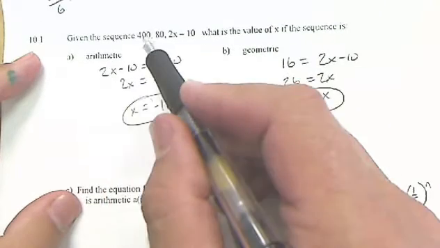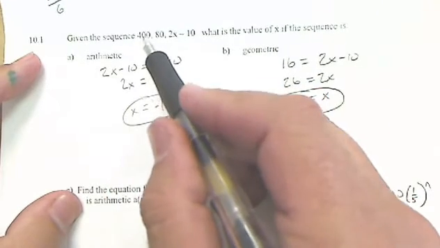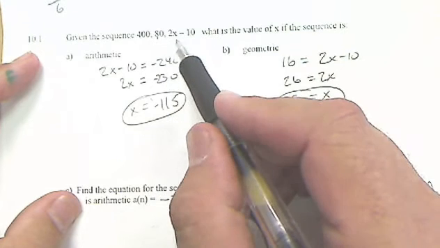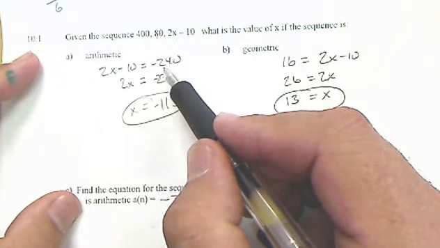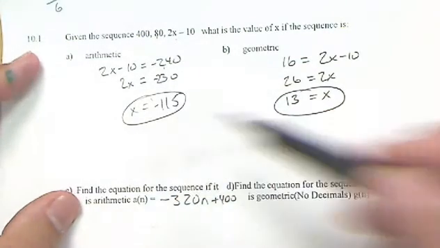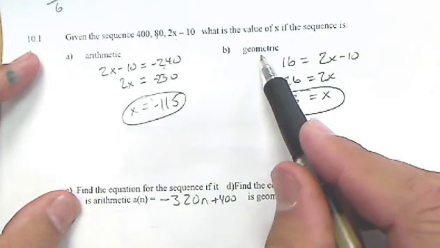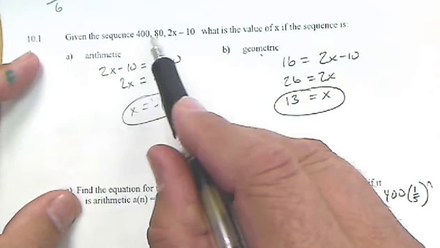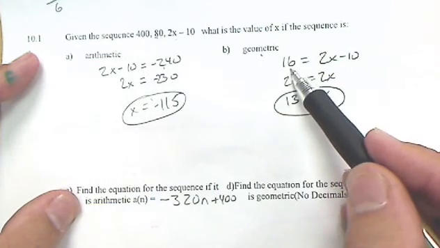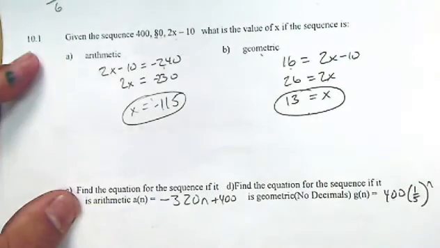Arithmetic means you're subtracting or adding by something each time. So this one you're subtracting by 320, minus 320 gives you that 4 or -240, and then you just solve. Geometric means you're multiplying by something, and you're multiplying by 1/5. So you multiply 80 by 1/5 and you get 16, and then you just solve.